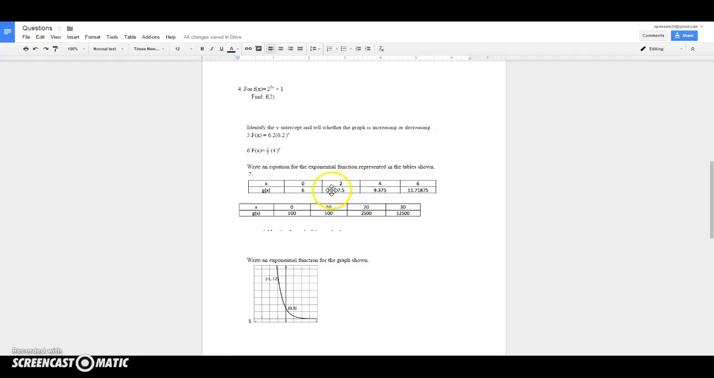So we have here 7.5 and 6. We're going to divide 7.5 by 6, and that will give me 1.25. Our answer for that would be f of x is equal to 6 times, in parentheses, 1.25 to the x divided by 2. That will be my answer.